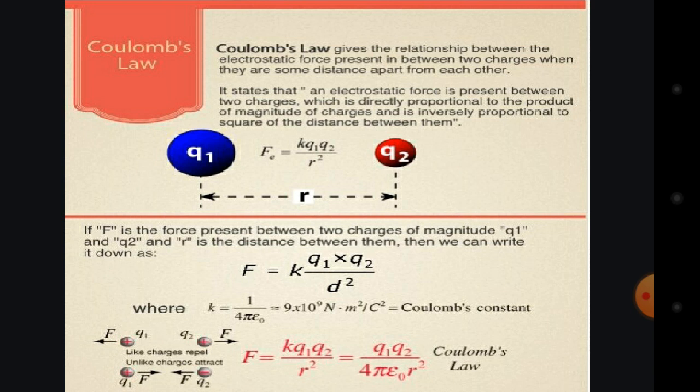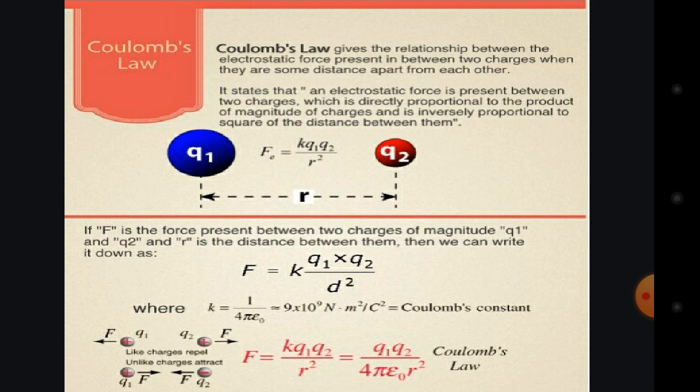But this K is a constant value of 9 times 10 to the power of 9. This is also equal to 1 divided by 4 pi epsilon naught, so it is equal to K. Wherever you see this value, K equal to 1 divided by 4 pi epsilon naught, it is talking about Coulomb's law.